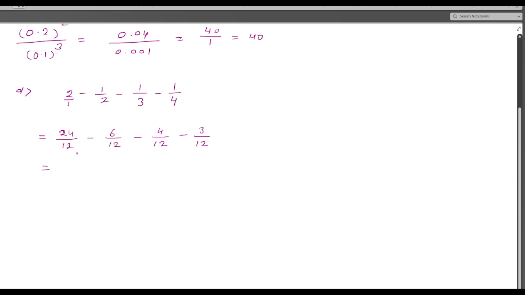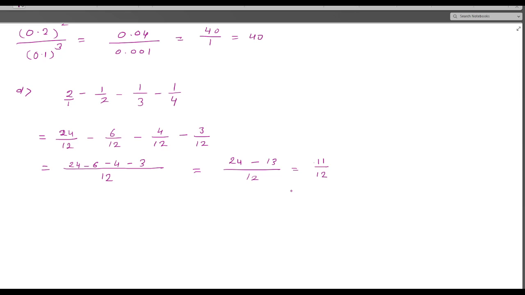Now as denominator is same everywhere, I will write denominator once and my numerator will become 24 minus 6 minus 4 minus 3. So this is 24 minus 13 divided by 12, and 24 minus 13 is, 4 minus 3 is 1, 2 minus 1 is 1, so it is 11 divided by 12. So your final answer 2 minus half minus 1 by 3 minus 1 by 4 is equal to 11 divided by 12.